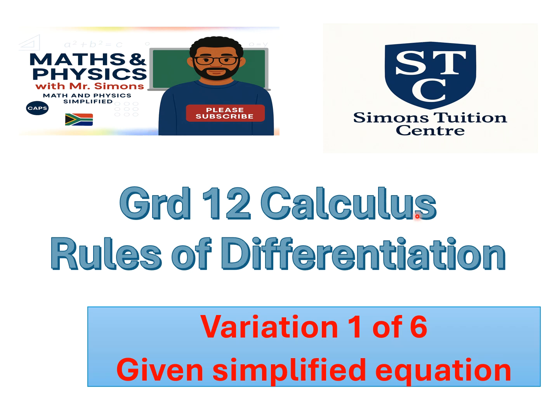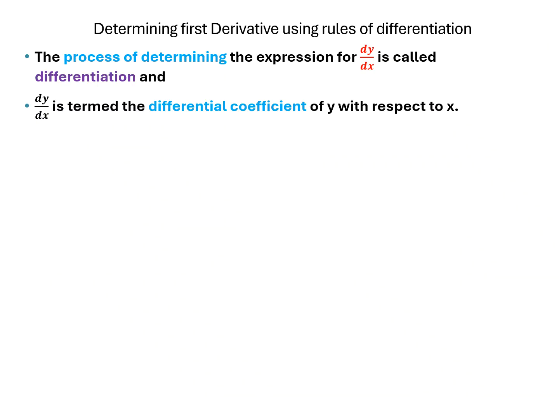Today's lesson we're looking at rules of differentiation under calculus. We're looking at the first variation of 6 variations. Here's the basics where we give you simplified equations to find the first derivative of. Right? So determining the first derivative using rules of differentiation.